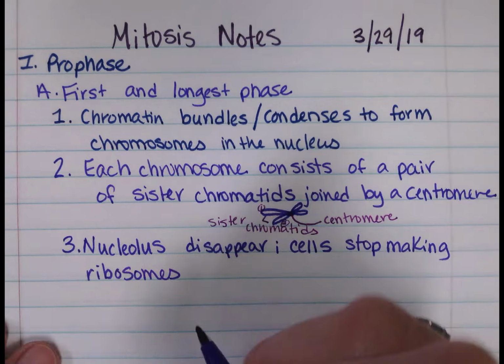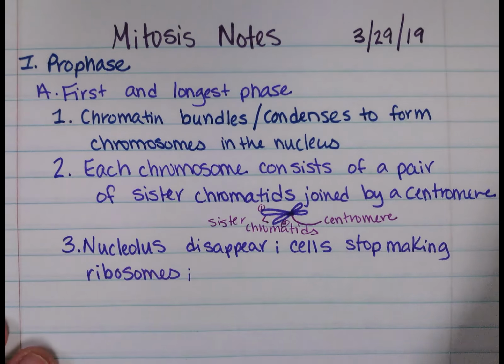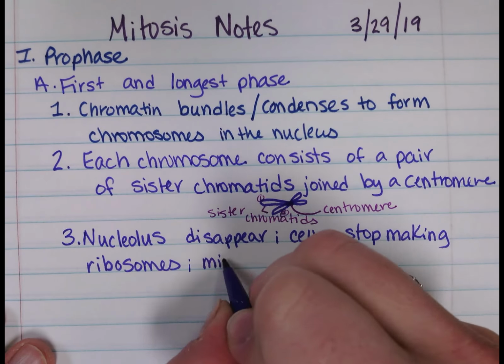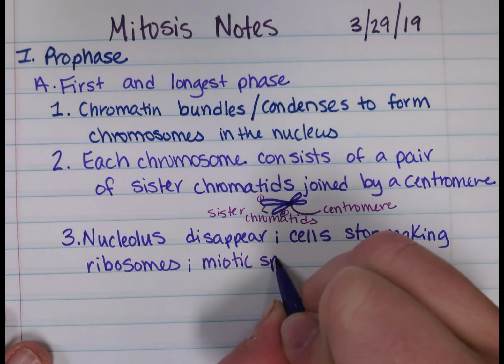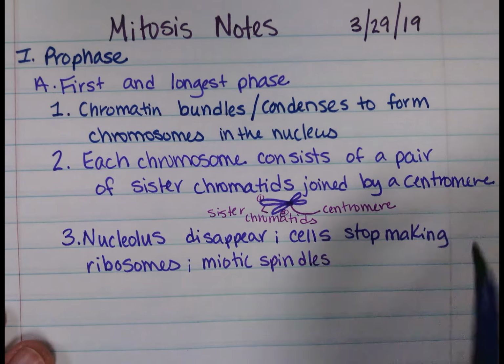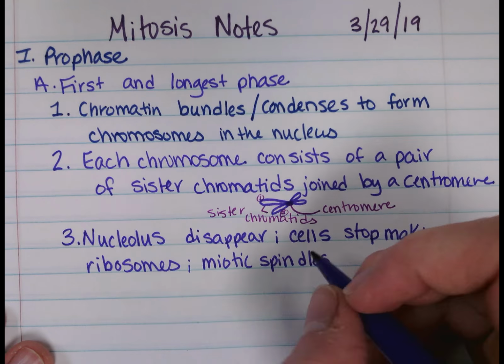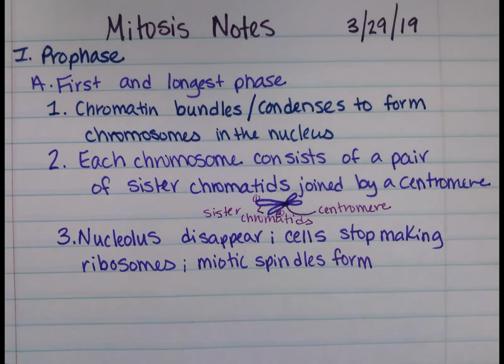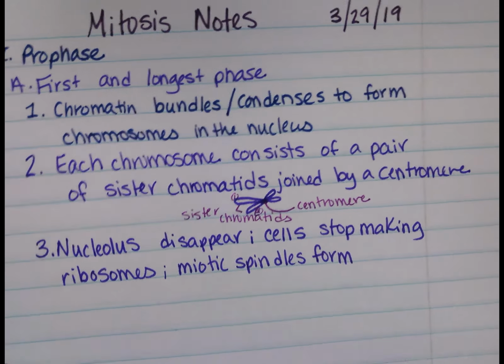ribosomes. Another thing that's going to happen during this entire prophase is that meiotic spindles, sometimes they're called spindle fibers, form. If you remember on the Amoeba Sisters video, the meiotic spindles were those almost like lines that are going to eventually pull the chromosomes apart.